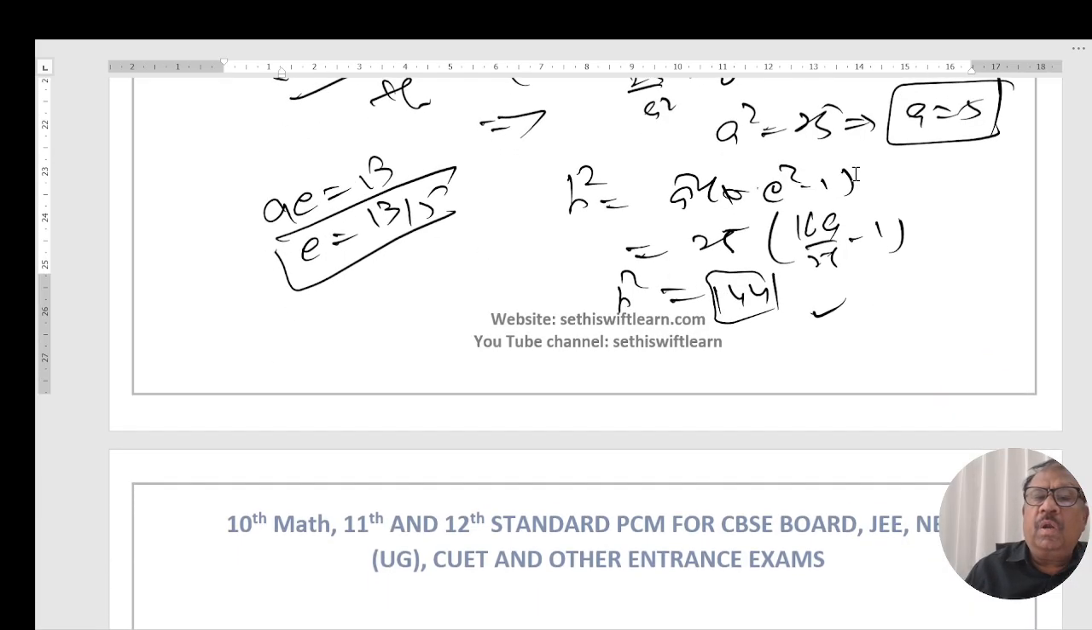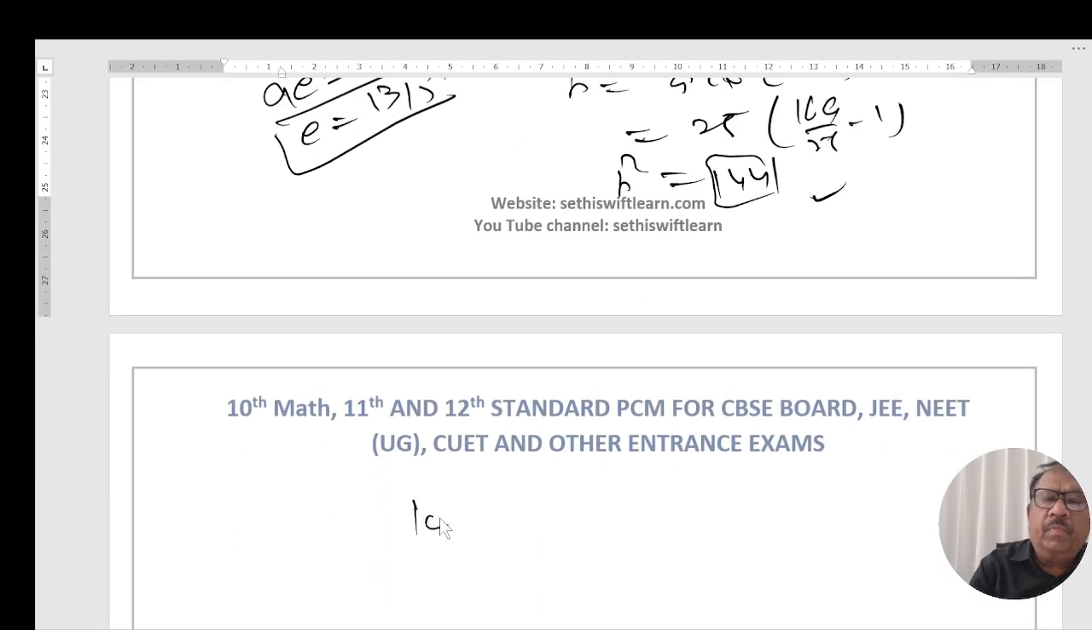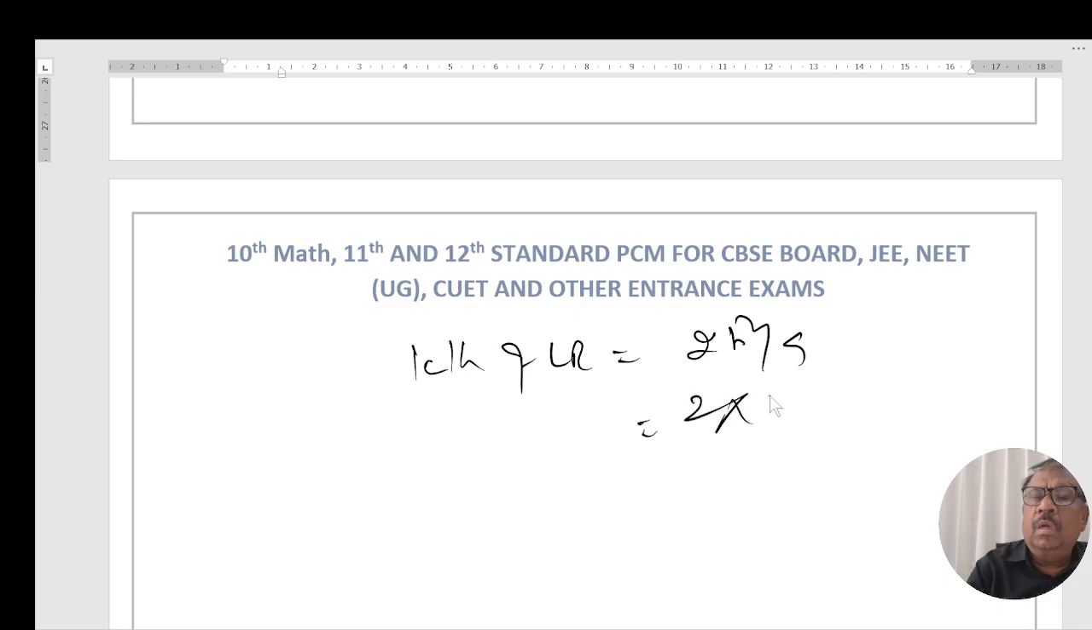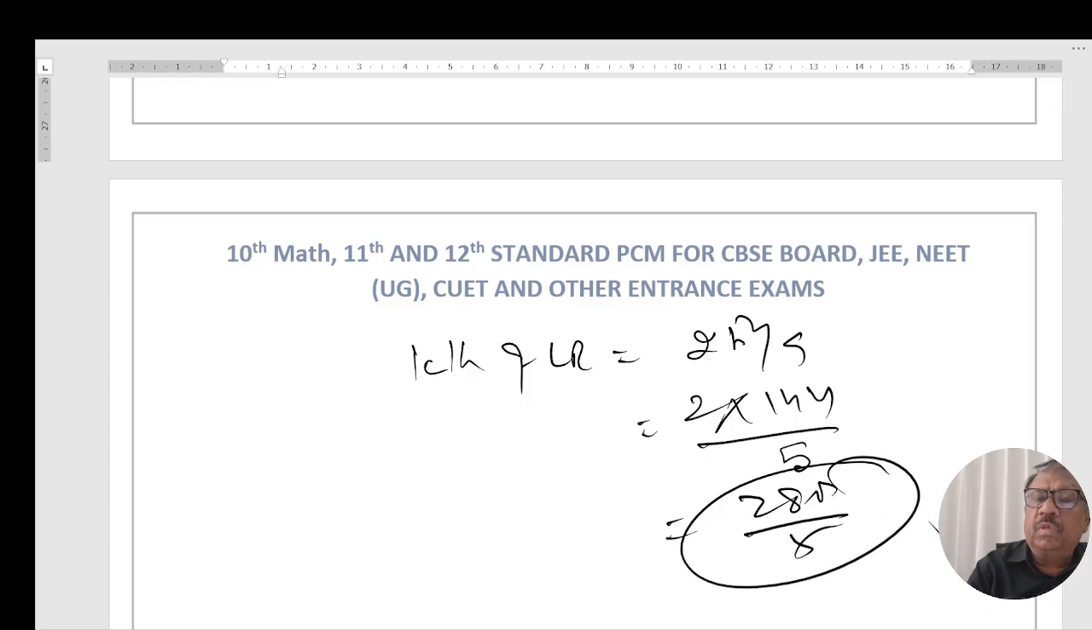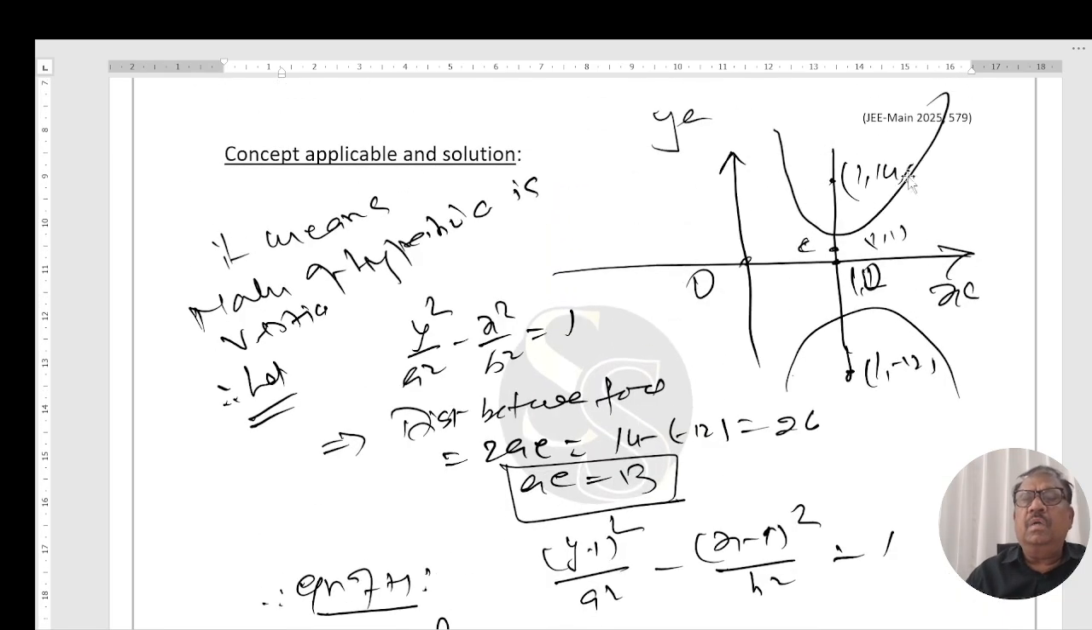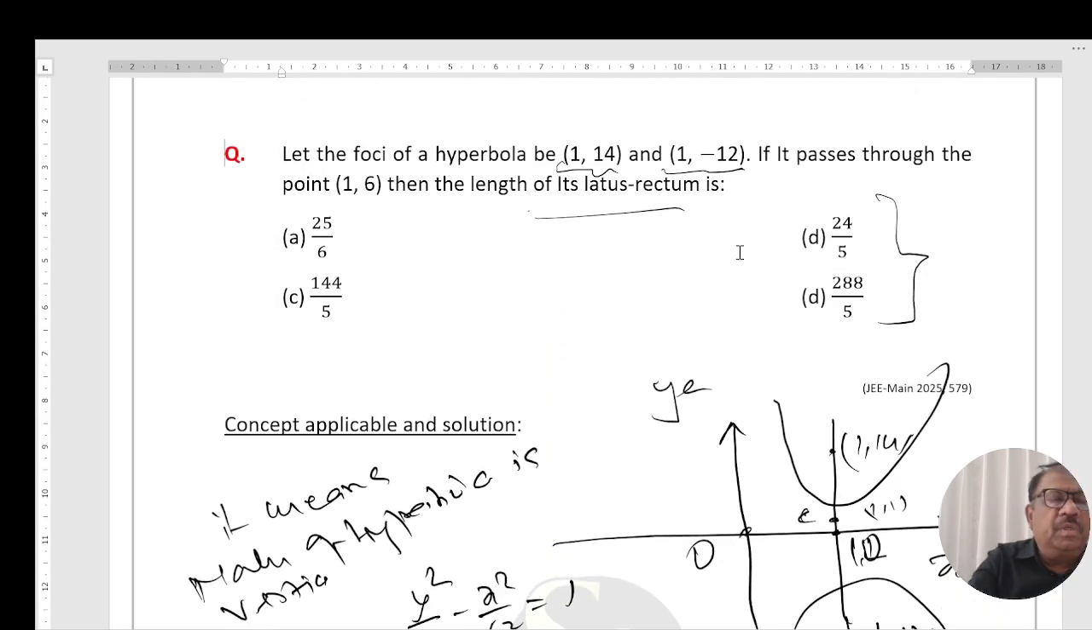We have a and b, so the length of the latus rectum comes out to twice b square upon a. Twice into 144 upon 5, that is 288 upon 5. This is the answer. The main thing is to identify whether the nature is horizontal or vertical, right? So option D is the correct option, right? Next question.